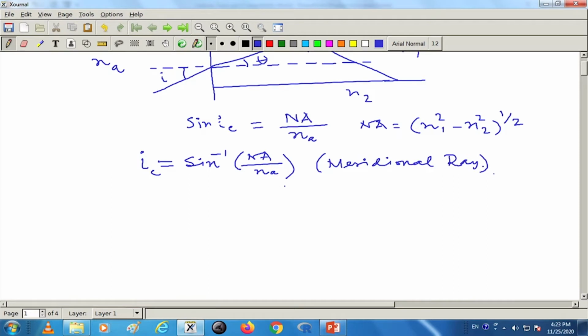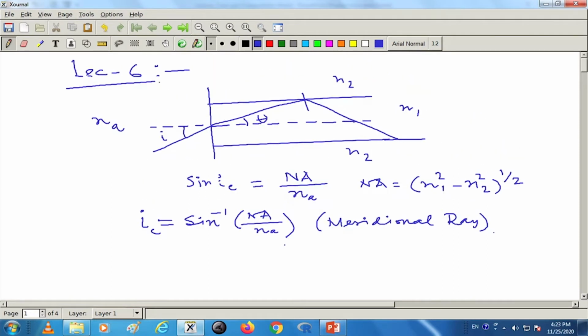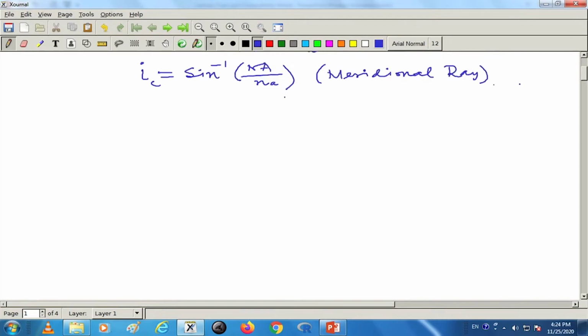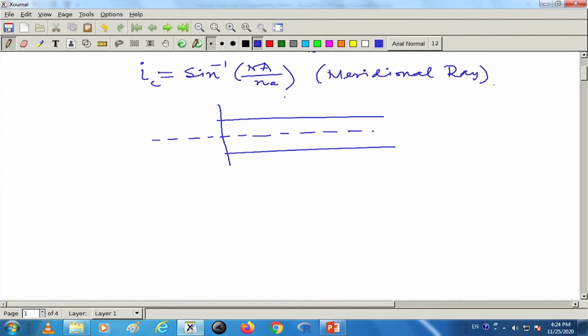Please remember, a meridional ray is the ray which passes through the axis. Here for example, it is passing through the axis, and when it makes a reflection, it will again cross the axis at this point, and so on. Today we will learn how to calculate this quantity IC, which is the acceptance angle. Also we drew that there is a solid angle, and all the rays falling in this solid angle in principle should pass through. This angle was IC, and that is for the meridional ray.